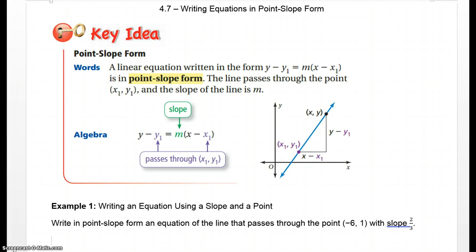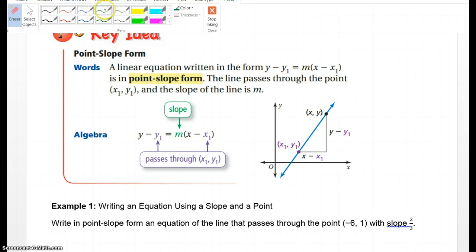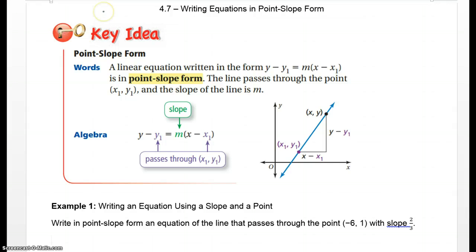Alright, so here is our last section of notes for the chapter. We are going to write equations in a different form. We're going to be writing them in point-slope form. So far, we've always been writing things in y equals mx plus b, or slope-intercept form, and this one is a little different, so we want you to be familiar with this one as well. Here's what it looks like.